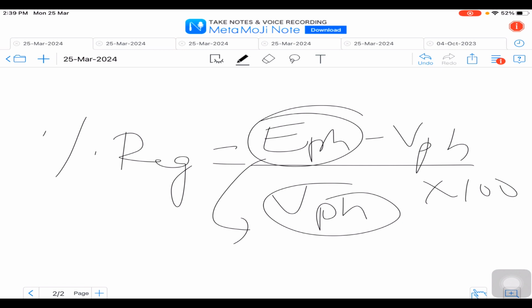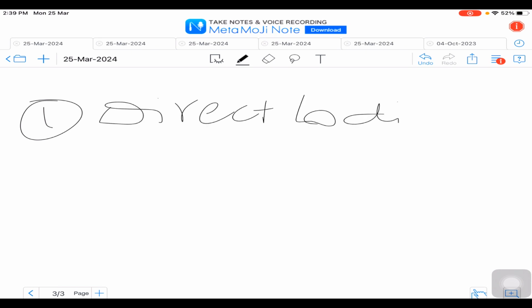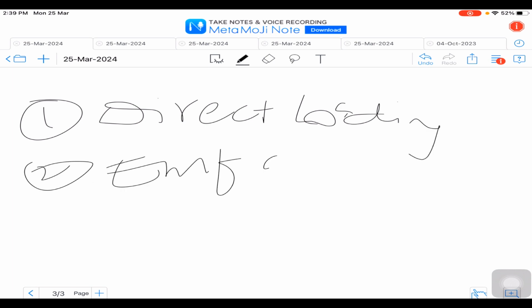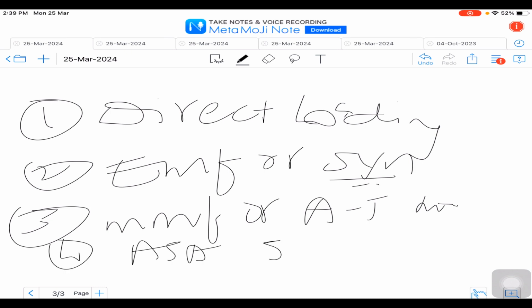Let us note the different methods of finding it. The first one is the direct loading method, the second one is the EMF or synchronous impedance method, and the third one is the MMF or ampere turn method. Also we have the ASA method, American Standard Ampere method, and the last one is the zero power factor method or Potier triangle method.